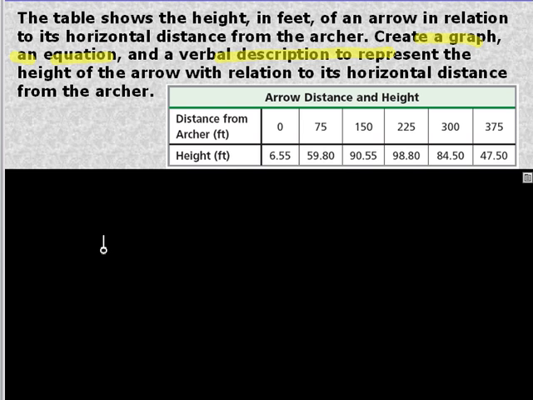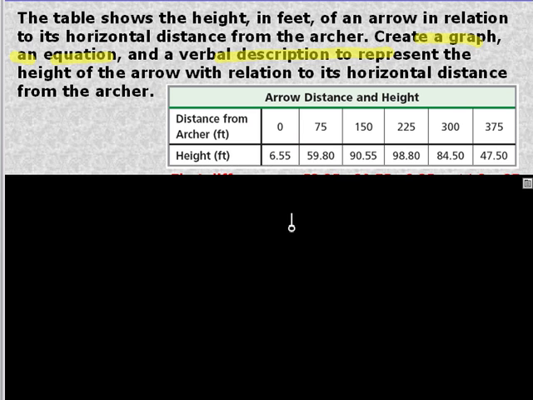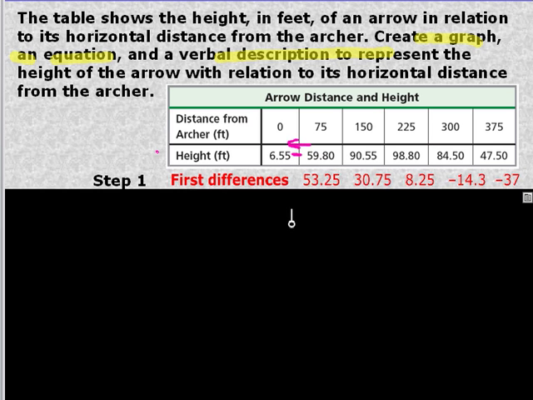So remember back in the previous slide, it said first differences are constant in linear functions. So what's a first difference? It means I'm going to subtract this. Actually, it's going the other way, so I'm subtracting in this direction: 59.8 minus 6.55. That gives me a value of 53.25. If I subtract 59.8 from 90.55, I'm going to have this difference. If I subtract 90.55 from 98.80, we get this difference, and so on.